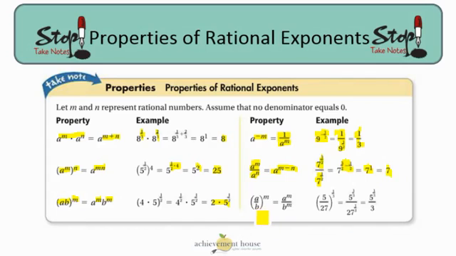And last but not least, if we have a over b and that whole thing is raised to the m power, then we can do that to both a and b. And so in our example, we have 5 over 27, all raised to the 1/3 power, which would give us 5 to the 1/3 over 27 to the 1/3. The cube root of 27 is 3, and 5 to the 1/3 is as simplified as it can be.